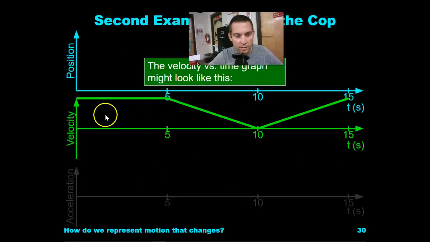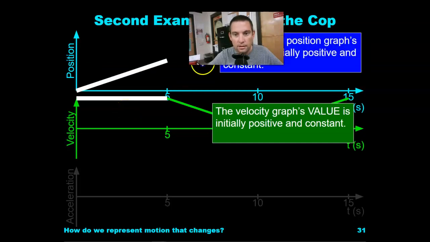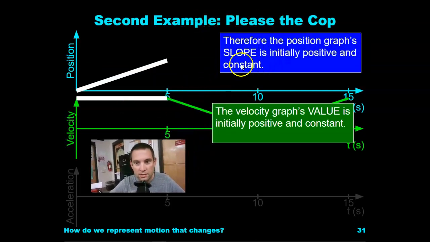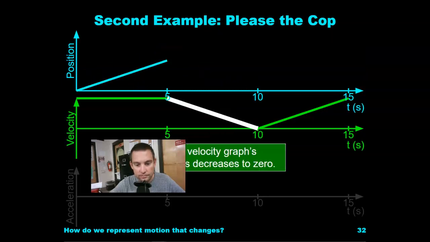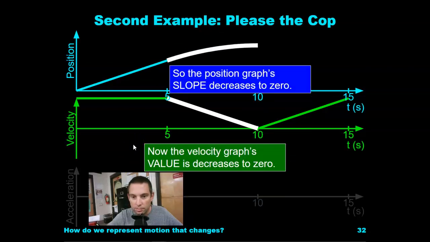The velocity versus time graph looks like this. Constant velocity, positive and constant. Therefore, the position graph's slope is initially positive and constant. Now the velocity graph's value is decreasing to 0. So the position graph's slope decreases to 0.